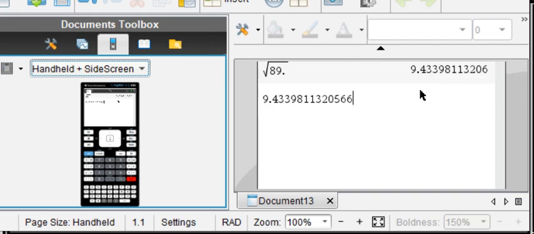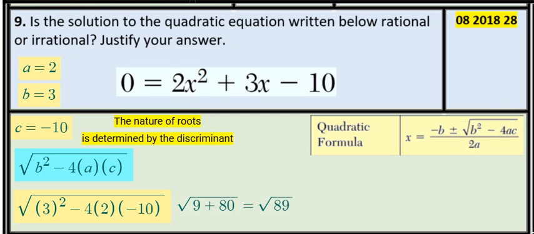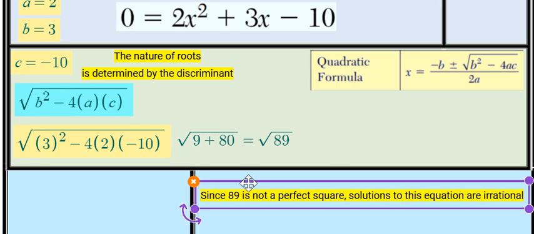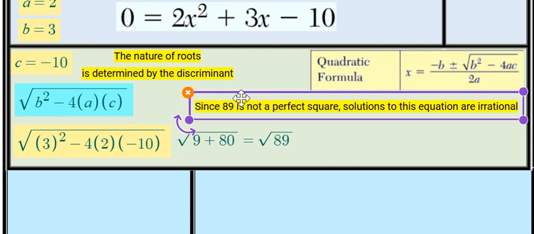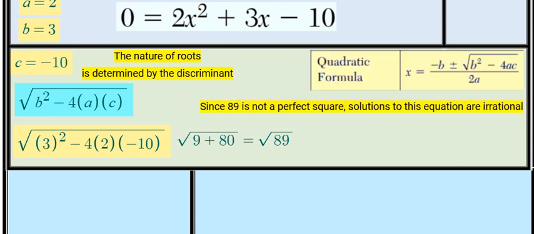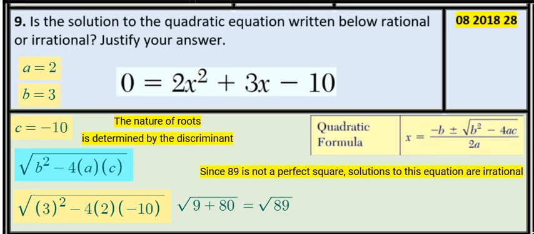Anytime your decimal stops, it's rational. Anytime your decimal just keeps going and going, it's irrational. So in this case, we do have to answer the question they asked. Since 89 is not a perfect square, solutions to this equation are irrational. And that's the answer to question number 9.